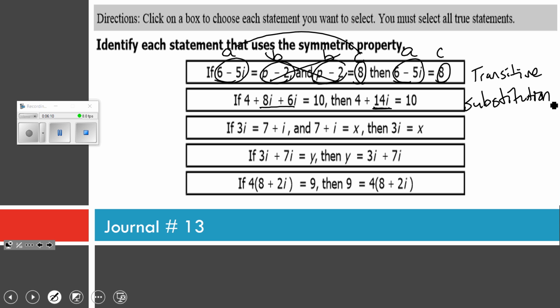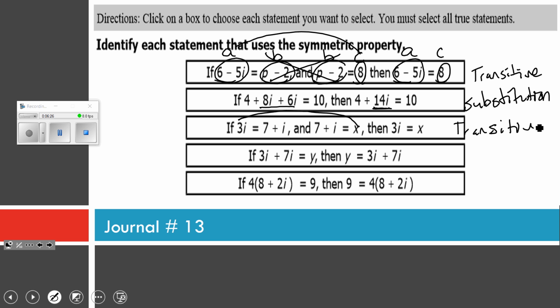Okay. How about the third one? 3i equals 7 plus i, and 7 plus i is equal to x. Then we know that 3i is equal to x. What would that be? Transitive.